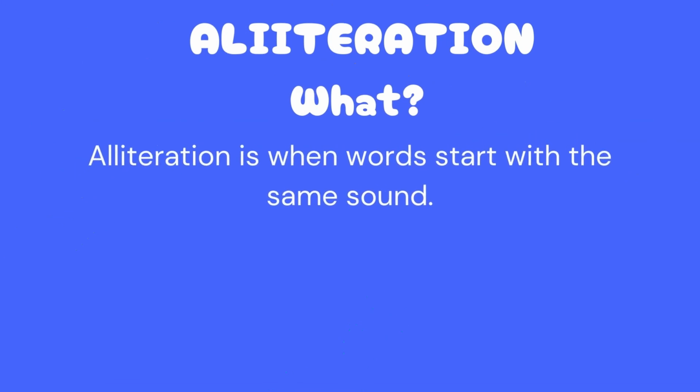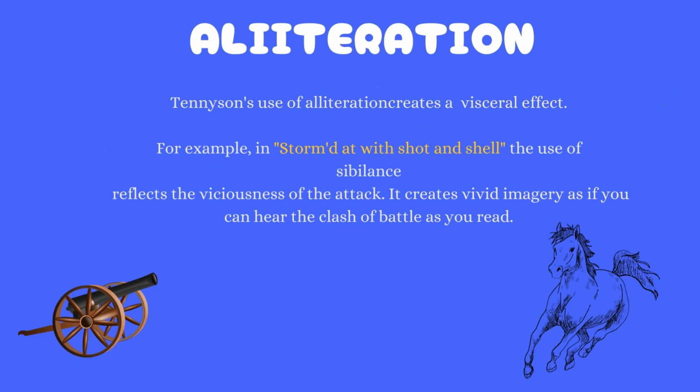Alliteration is when words start with the same sound. Tennyson's use of alliteration creates a visceral effect. For example, in "Stormed at with shot and shell", the use of sibilants reflects the viciousness of the attack. It creates vivid imagery, as if you can hear the clash of battle as you read.